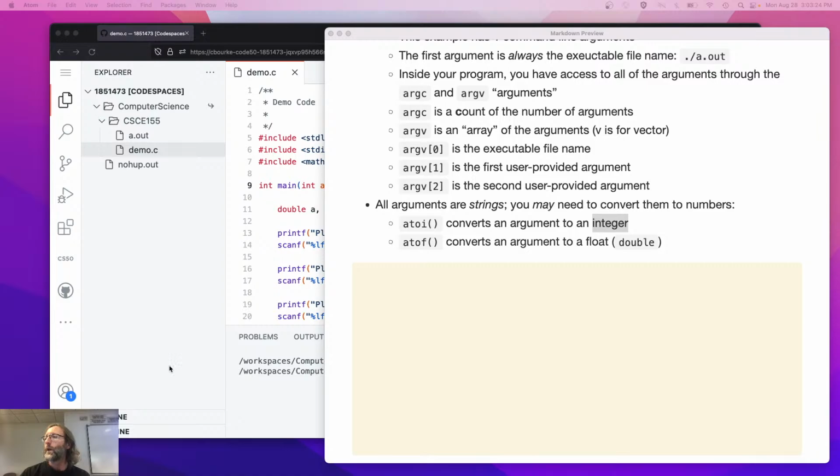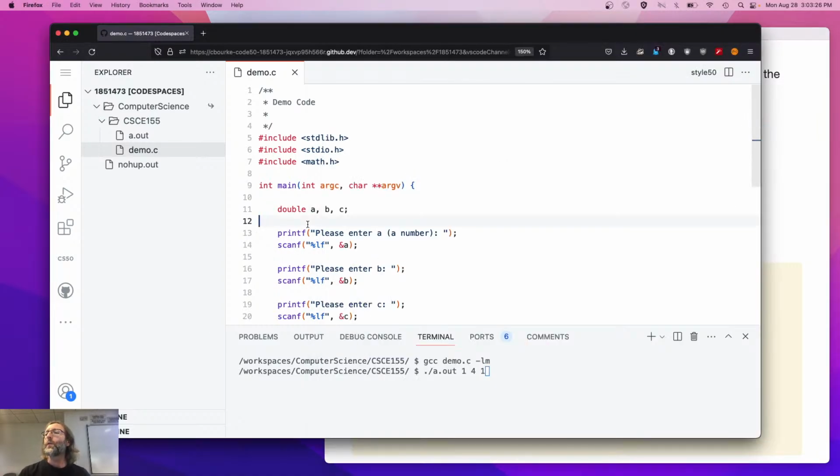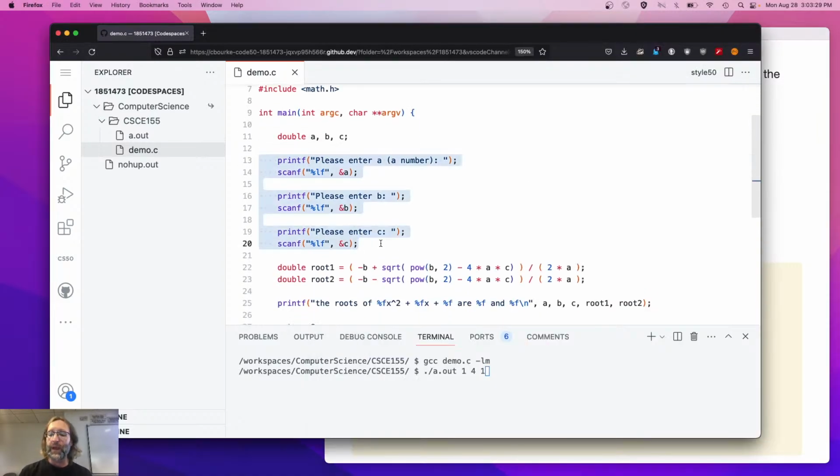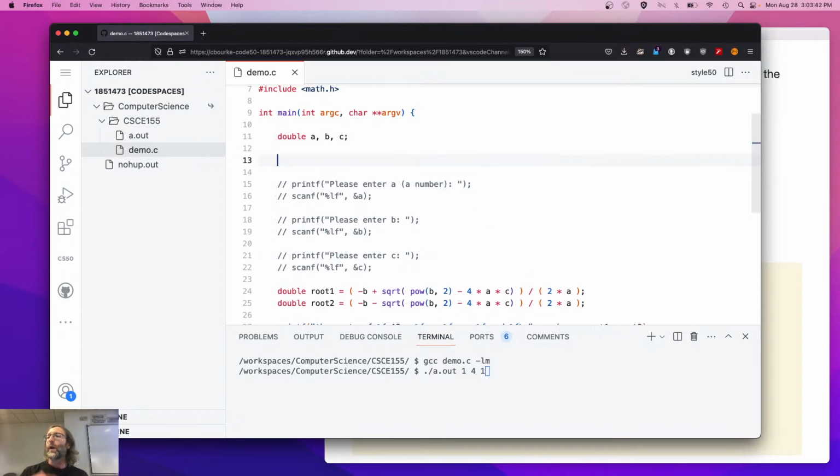Okay. So now what I want to do is I want to come over here and I want to convert this program from interactive input, get rid of all that stuff, to non-interactive input. I want to read them from command line so that I can do something like this. a.out 1, 4, and 1. All right. Well, I've got my A, B, and C. If you want to convert them, I need to use atof. So A is equal to atof of argv sub something. Right? So what's the something?